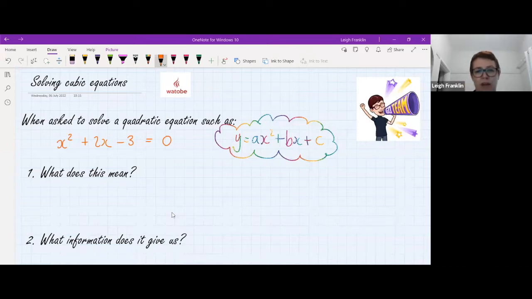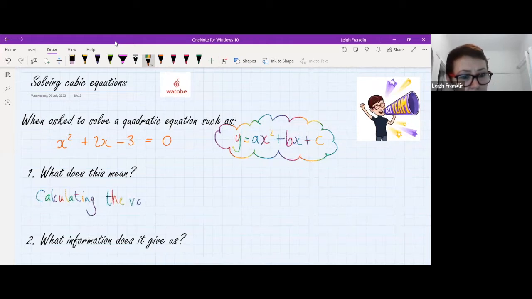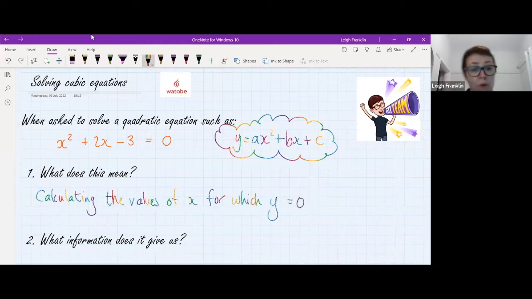Okay, so you're solving for x. Cool, lovely, I like that. So you are calculating the value of x when the value of y is 0. You're calculating the values of x for which y is equal to 0. That's what it means. We are calculating the values of x for which y is 0. So you're right, that's what it means.